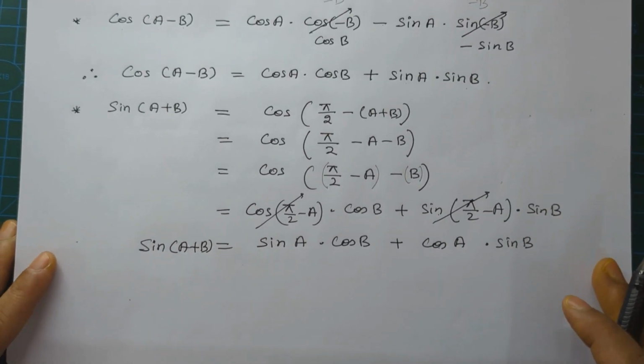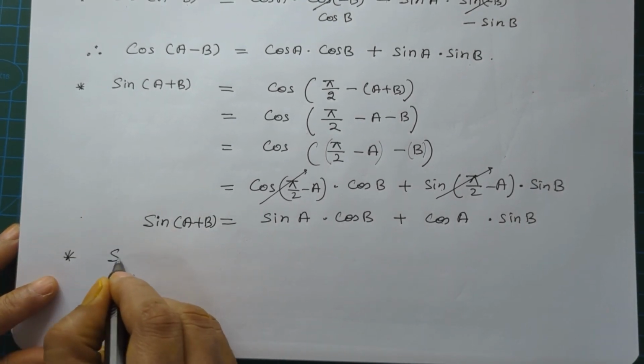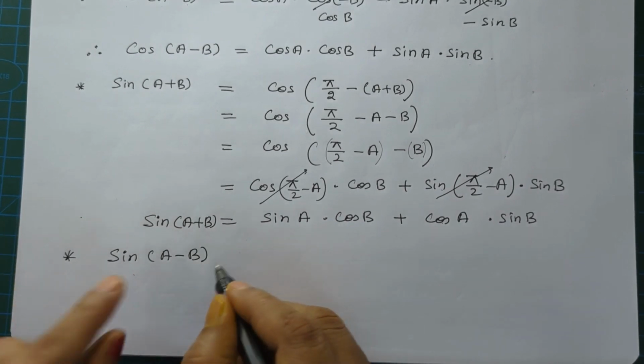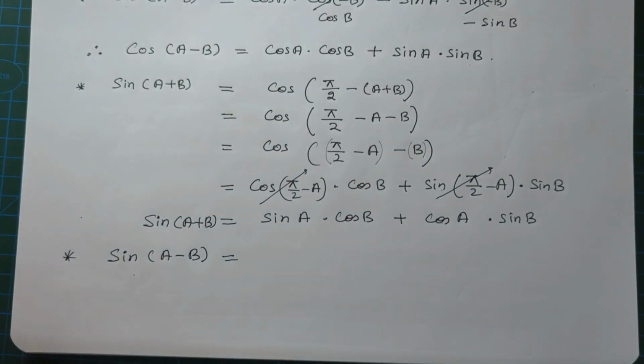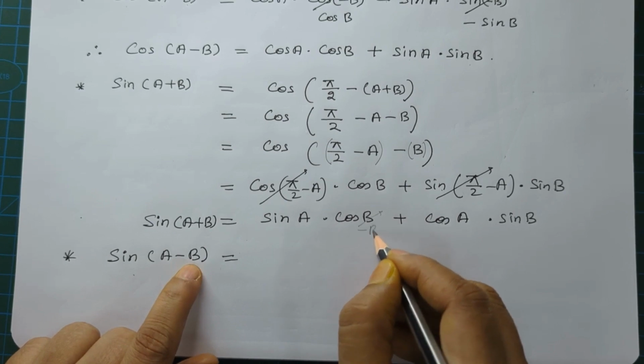So in continuation, let us have the formula for sin A minus B. In that case, what is sin A minus B? To get the formula for this, we will use this identity, but wherever we see B, we will consider it as negative B.